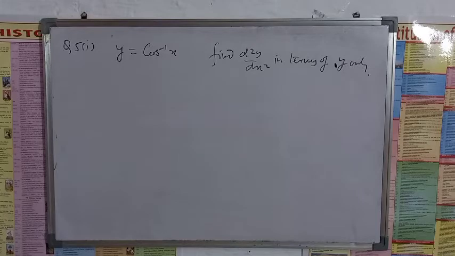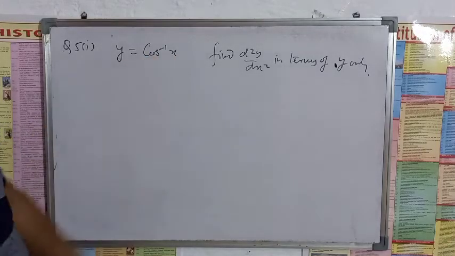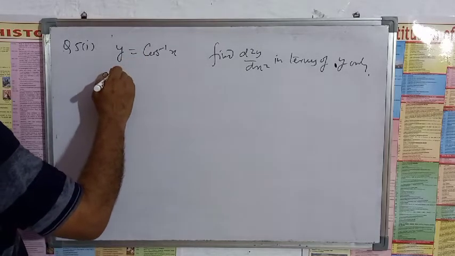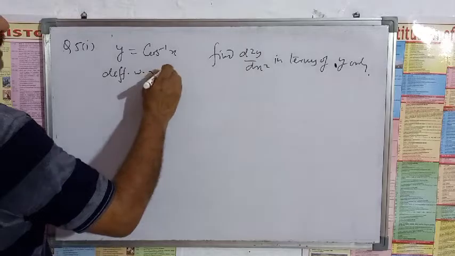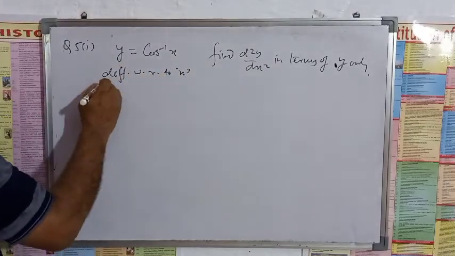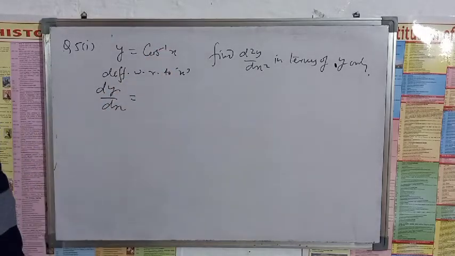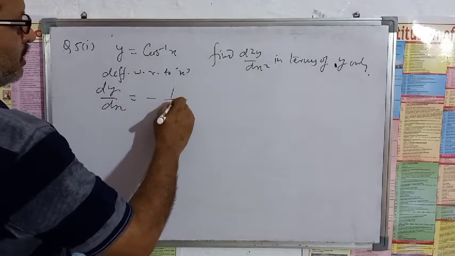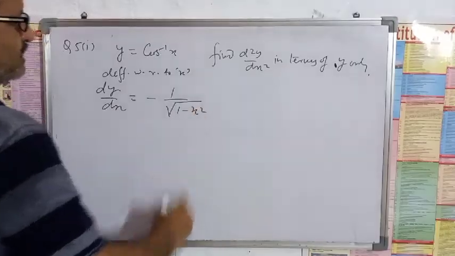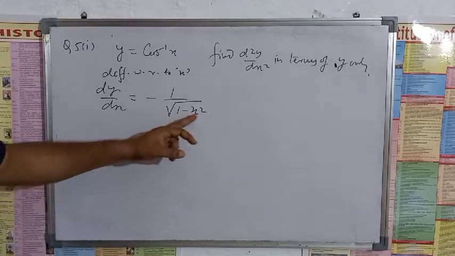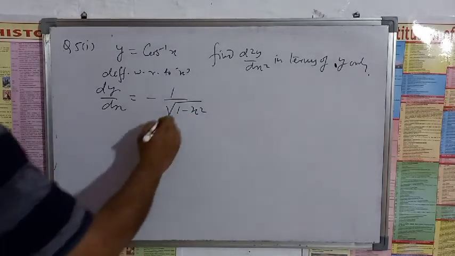So question number 5th, first part, y is equal to cos inverse x. We have to find second order derivative. So differentiate it. Differentiating with respect to x, left side dy by dx. What is derivative of cos inverse x? Minus 1 upon under root 1 minus x square.